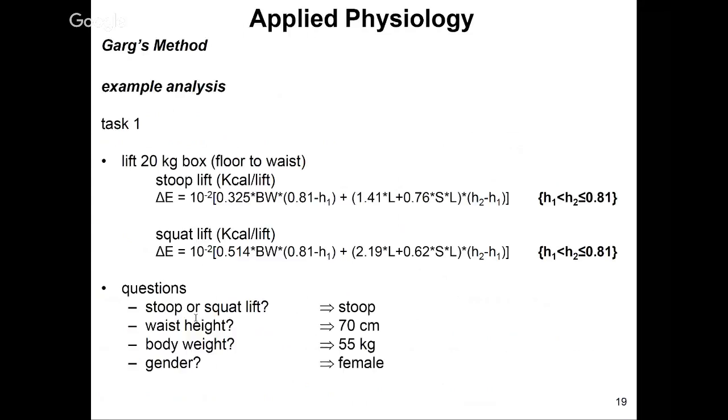So it's kind of hard to rewire someone's brain or train against that, and that's why it's better if you can find a way around that lift altogether, so that they don't have to make this decision, stoop or squat. But anyway, we decide a stoop lift, and we decide that the waist height is 70 centimeters.